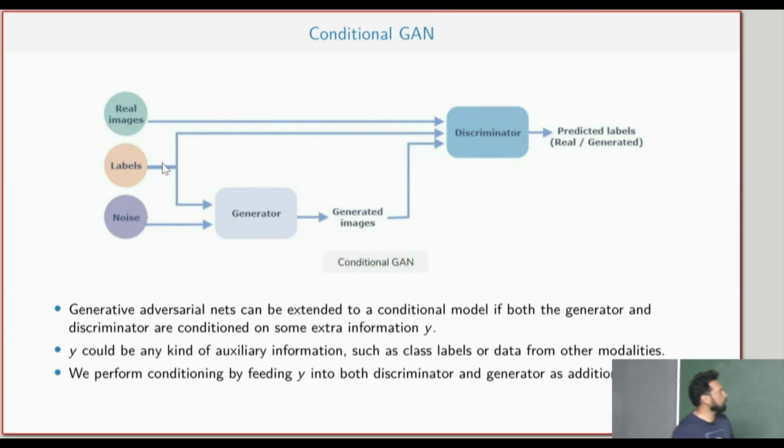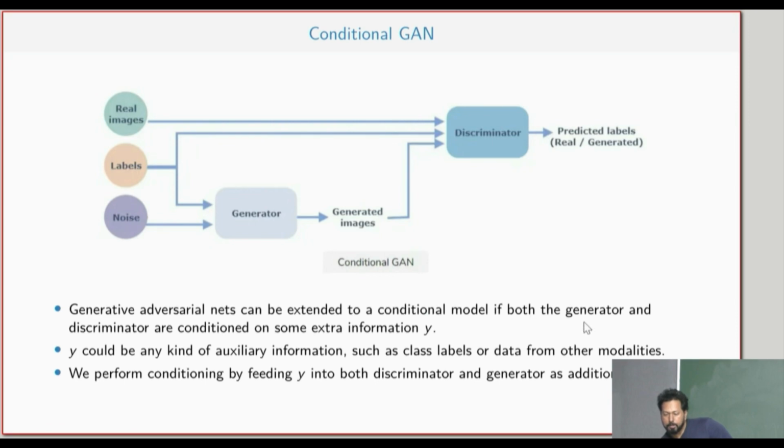As I said, it will just append it: the real image appended with the labels. You may have to change the input dimension of the discriminator to adjust for these additional vector sizes, and also you have to do it for the generator, because the label is also now appended with the noise vector. So that's what it says, right?